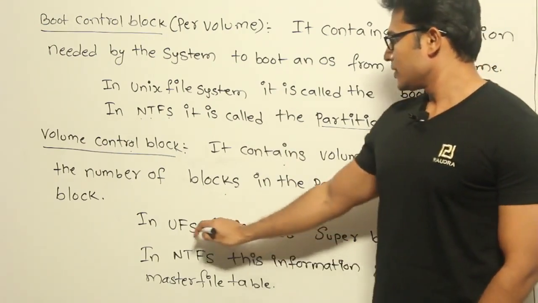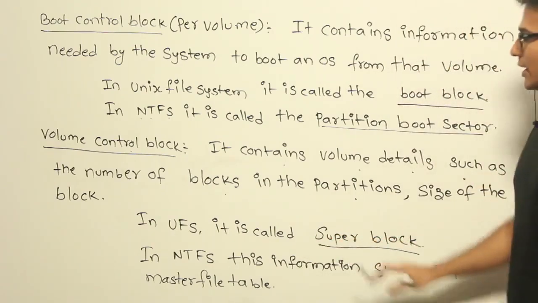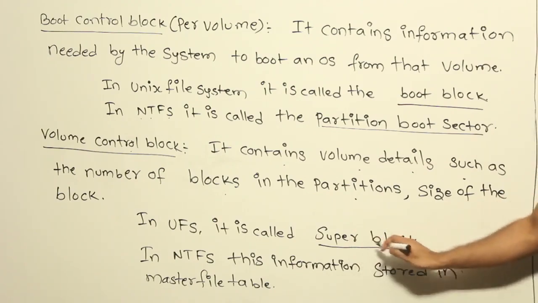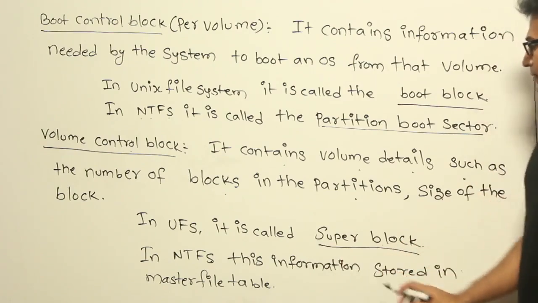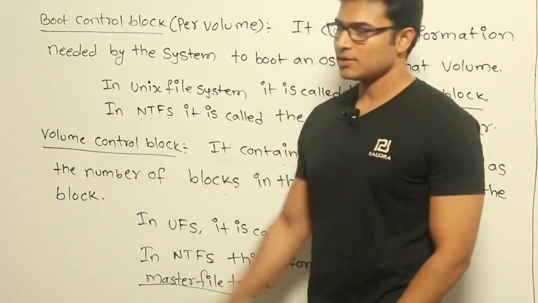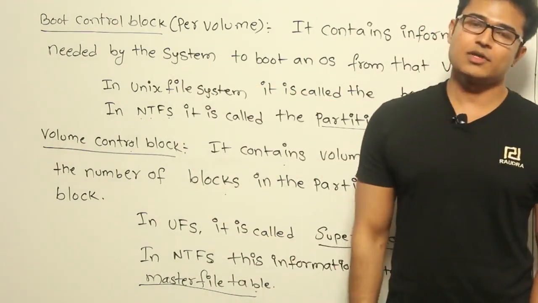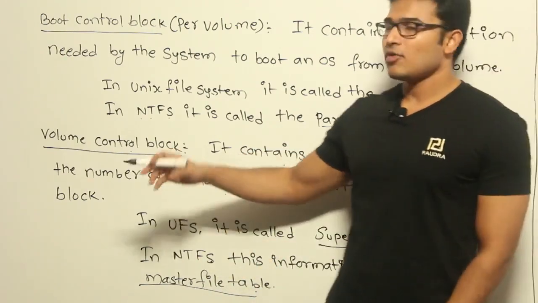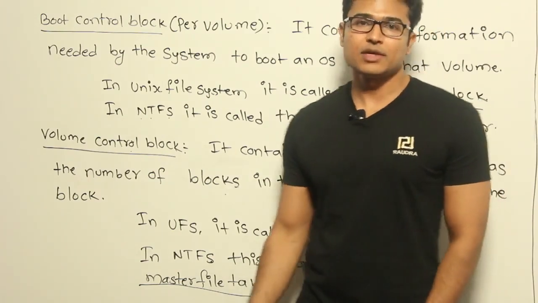And in UFS, which means Unix file system, this one is called the super block. So again, volume control block is the generic name, and the specific name coming to UFS is super block. And in NTFS, which means the Windows file system, this information is stored in the master file table, right? So after knowing how to load the operating system and where it is, and after finding out how many blocks are there, you need to keep track of how many blocks are empty, isn't it? So that you can know where to allocate which file. So let's see the next one.